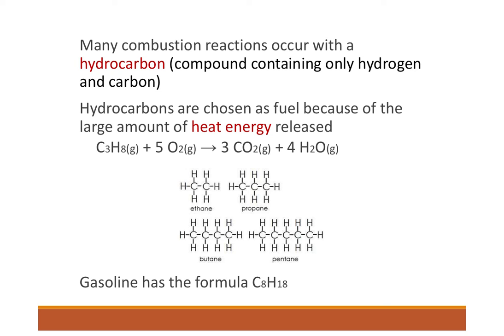Many combustion reactions occur with a hydrocarbon as the fuel. Hydrocarbons are compounds that only contain hydrogen, as you see from the first half of the name, and carbon. That's pretty straightforward. And hydrocarbons release large amounts of heat energy and light energy. For our hydrocarbon examples, we have some structural models here. You see they're just a carbon chain with hydrogens attached on every available bond space. Propane, which is burned in many of our grills, for those people who like to grill out, has the formula C3H8, so it is a hydrocarbon. And gasoline, another hydrocarbon, has a formula of C8H18.